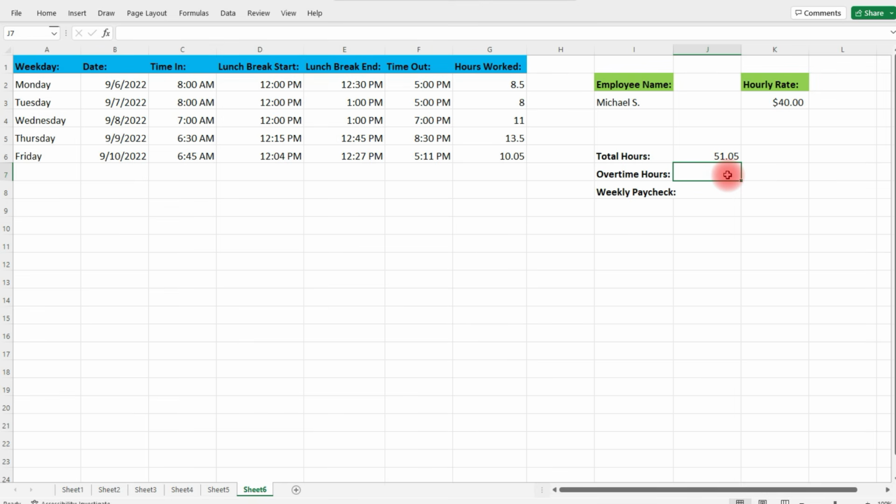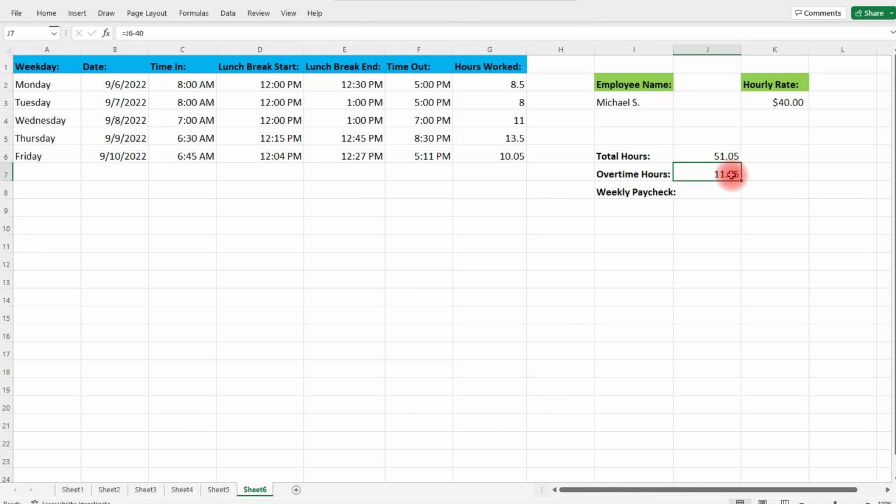Now how can we calculate the overtime hours? Now since we're dealing with a weekly timesheet, anything above 40 hours will be considered overtime. So we're going to take, let's type in equal, we're going to take the value in cell J6 and subtract it by 40. So in this case, we have 11.05 overtime hours.